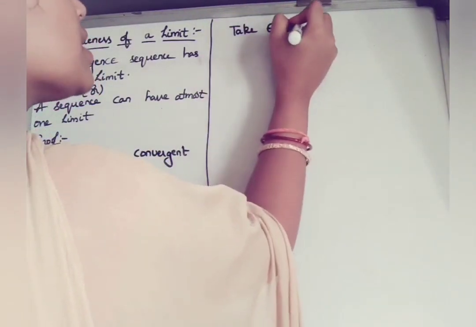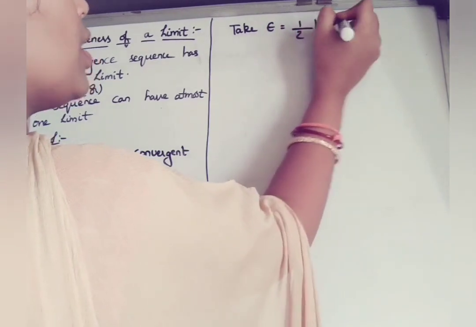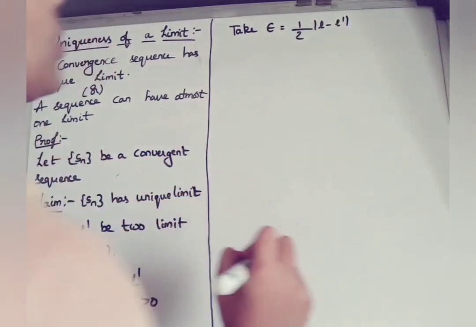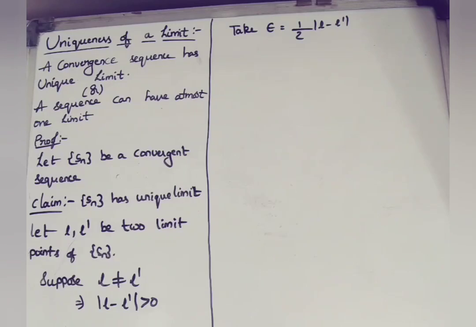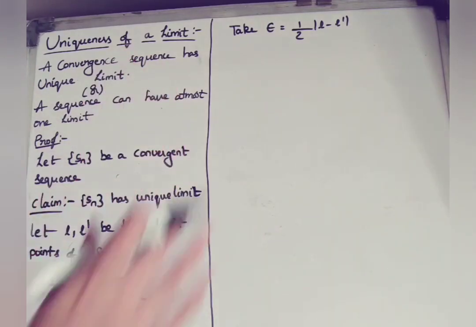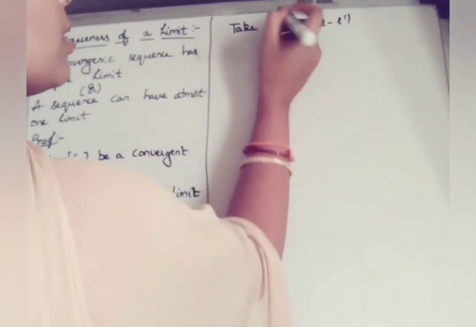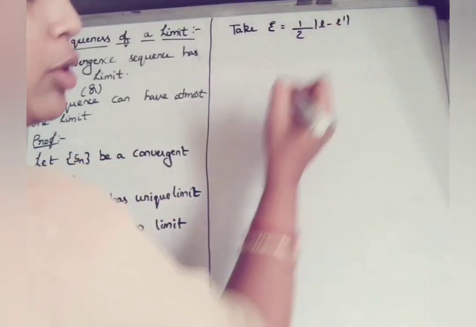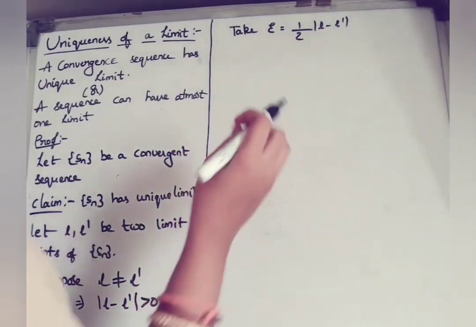Take epsilon equal to 1 by 2 mod L minus L dash. Epsilon is nothing but the least positive integer. Positive, already the mod value is positive. If we divide it by 2, then we again get a positive value. That should be least. So I am considering epsilon as 1 by 2 into mod L minus L dash. Okay, clear?